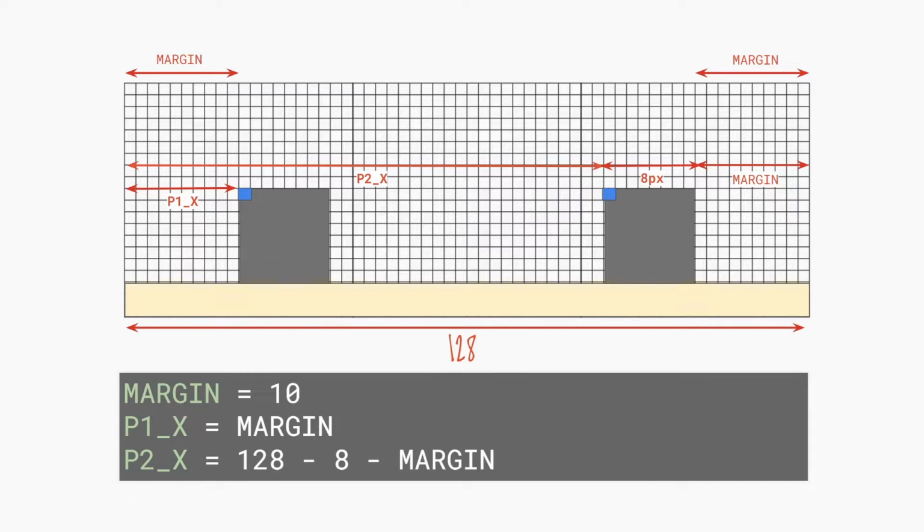For example, if the margin is 10 pixels, p1x is equal to that margin, and p2x is the total length of the screen, which is 128 pixels, minus the size of the sprite, which is 8 pixels, minus the margin. By doing this, if we increase the margin, both characters will get closer to each other, still symmetrical to the center of the screen and to the borders of the screen. As we reduce the margins, both characters will be closer to the screen edges. Let's see that in our code.